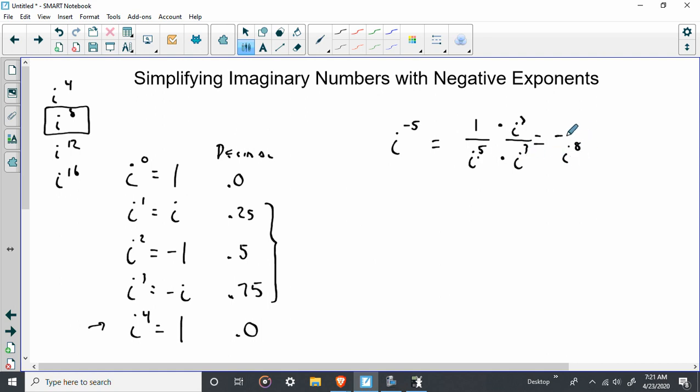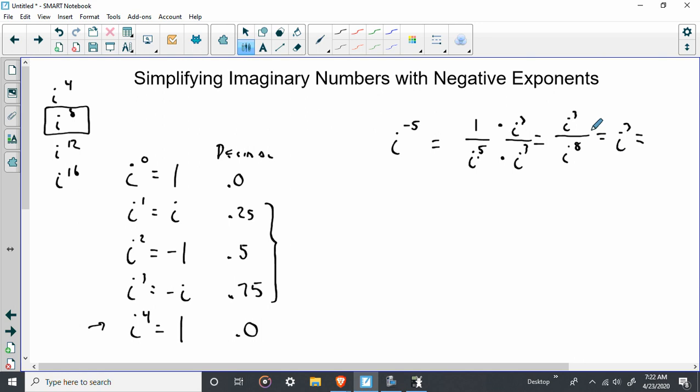I to the fifth times i to the third is i to the eighth. We'll write it out for now. You don't always need to do that. And the top, 1 times i to the third is i to the third. Well, now i to the eighth is 1, right? 8 divided by 4 is 2, no remainder in my decimal. And so what am I left with? Just i to the third.